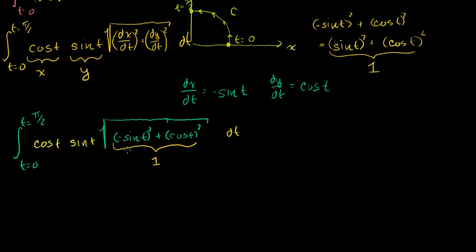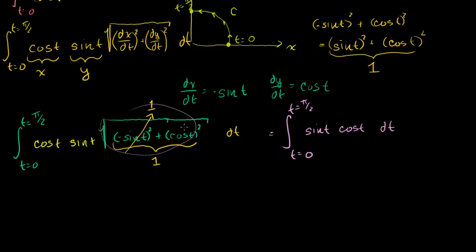So all of this stuff right here will just become 1. And so this whole crazy integral simplifies a good bit. It just equals the integral from t equals 0 to t equals pi over 2 of, and I'm going to switch these around just because it'll make the next step a little easier, sine of t times cosine of t dt. All I did, this whole thing equals 1, got rid of it, and I just switched the order of that. It'll make the next step a little bit easier to explain.